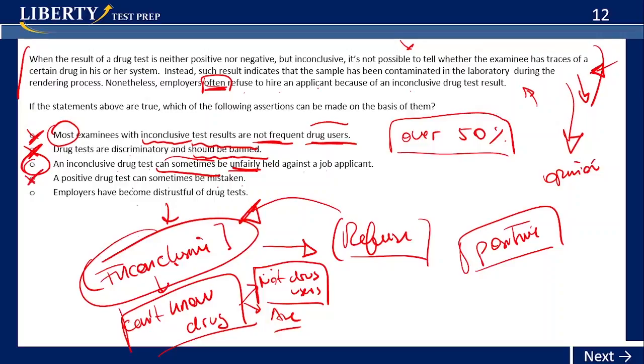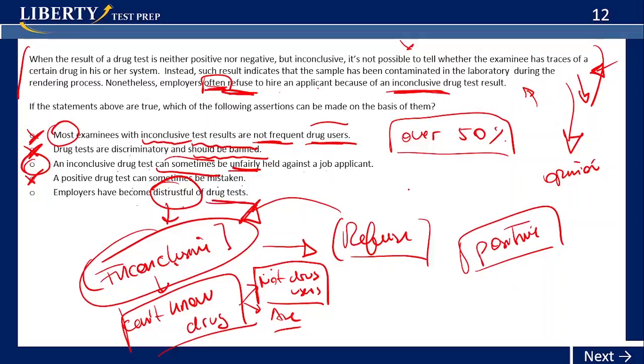Letter E, employers have become distrustful of drug tests. Is it real? I mean, is it necessary? We don't know. We know that they refuse to hire somebody who has an inconclusive drug test, but we don't know what the relationship is between employers and drug tests. It might be that they trust them, but just because they're pragmatic, they tend to refuse when they see an inconclusive drug test, but not that they distrust them. Distrustful is too strong a word in that case. We don't know if they really distrust all drug tests.